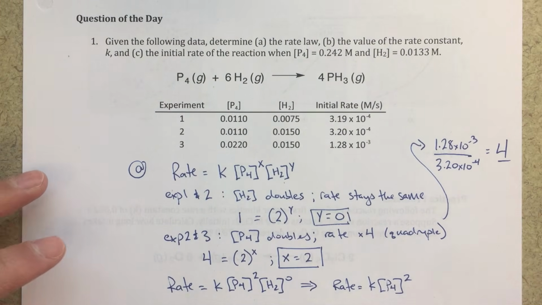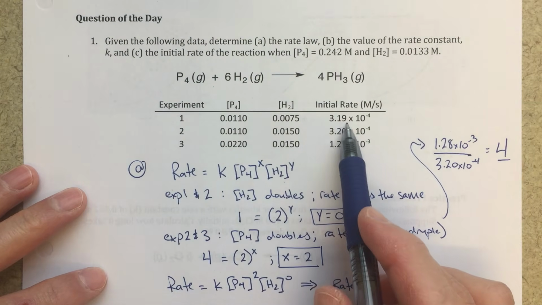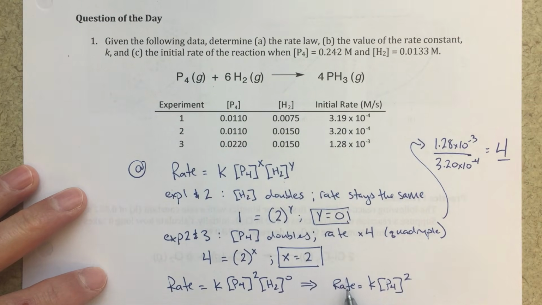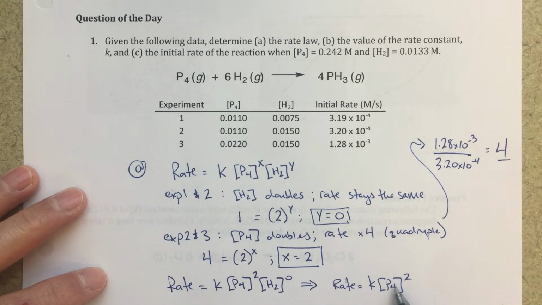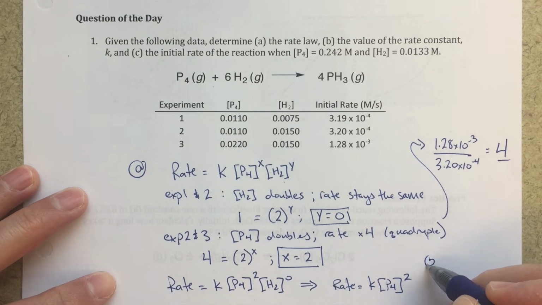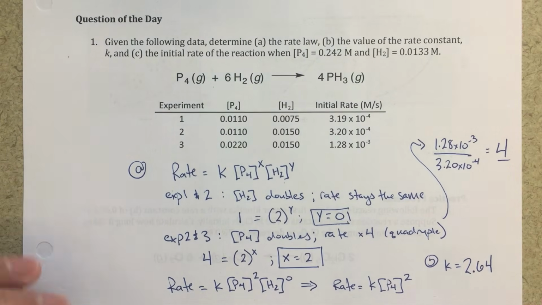So for this, I just chose experiment 1 data. I plugged in 3.19 times 10 to the minus 4 here, plugged in 0.0110 here for P4, and then I solved for k. So in this case, we'll put a little b here, k should equal 2.64. So that's the value of the rate constant.